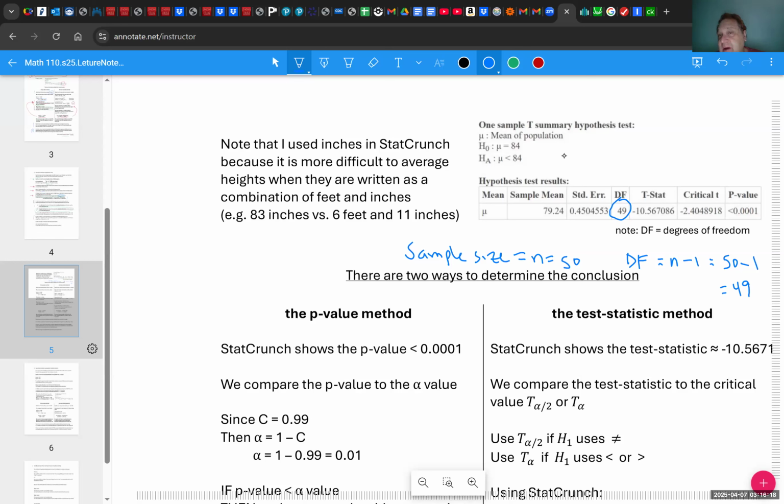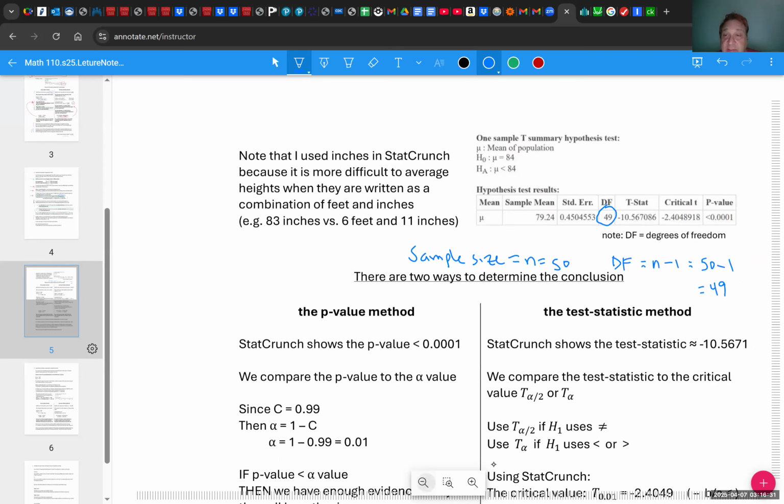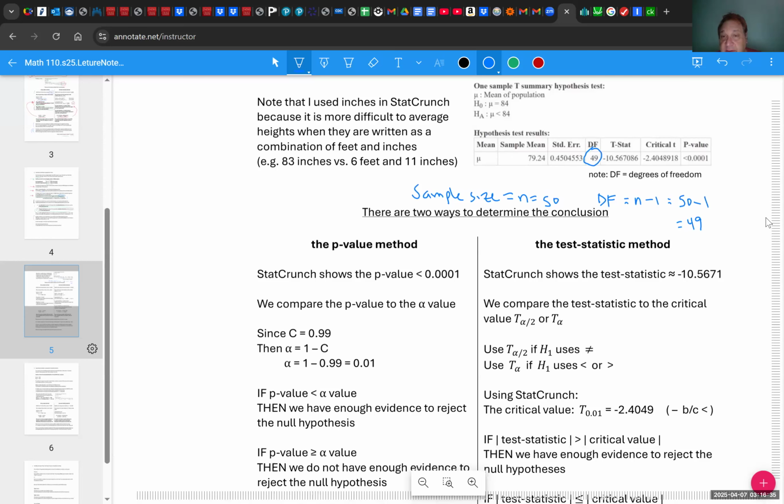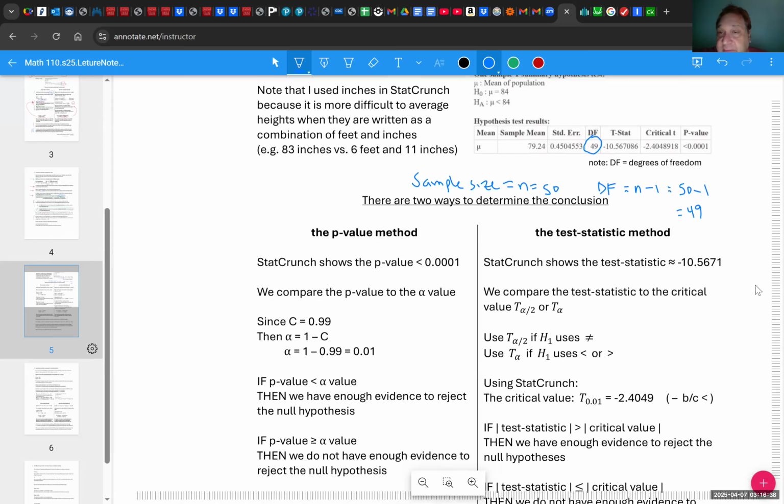All right, so once we get our readout from our StatCrunch or whatever program you're using, we can do either the p-value method or the test statistic method. And now it's going to look very similar to what we did before. Once we have the readout, the methods are going to look very similar. So p-value method, we'll do that one first. We are literally just comparing the p-value to the alpha value.